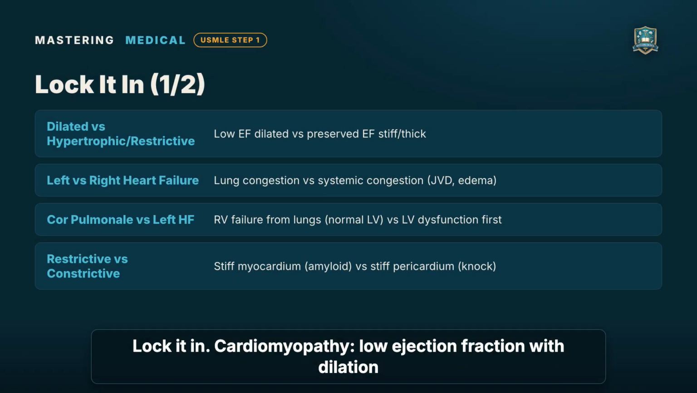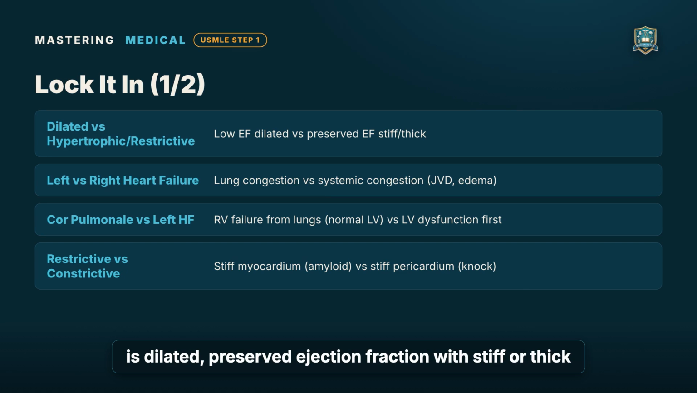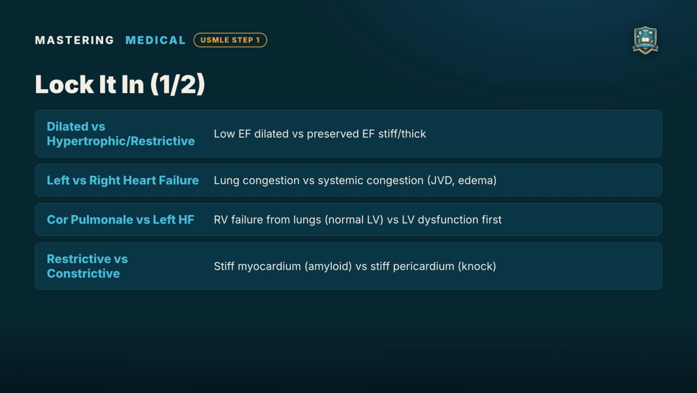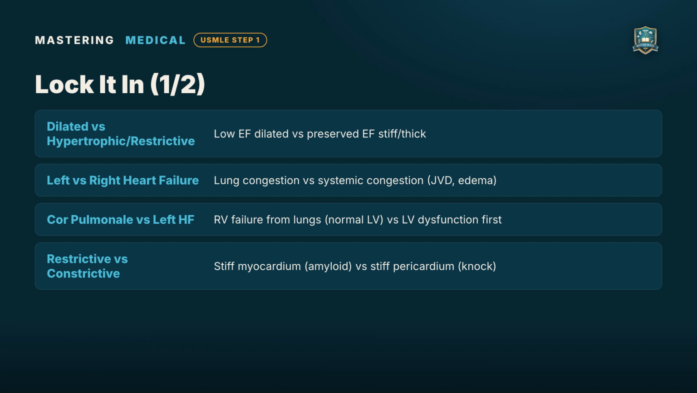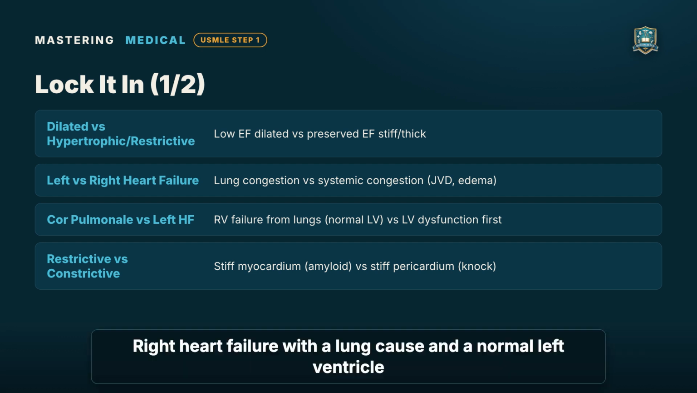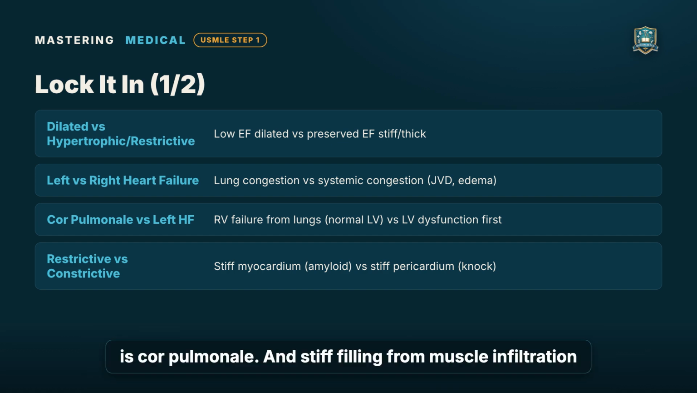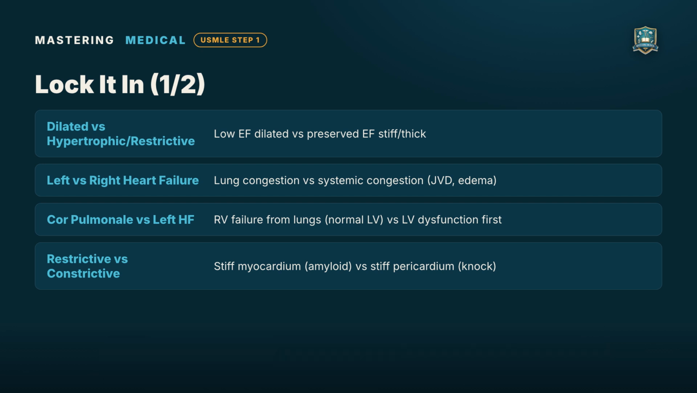Lock it in. Cardiomyopathy: low ejection fraction with dilation is dilated. Preserved ejection fraction with stiff or thick walls is hypertrophic or restrictive. Heart failure: lung congestion is left, body congestion is right, and left failure is the top cause of right failure. Right heart failure with a lung cause and a normal left ventricle is cor pulmonale, and stiff filling from muscle infiltration is restrictive cardiomyopathy, while a stiff pericardium is constrictive.